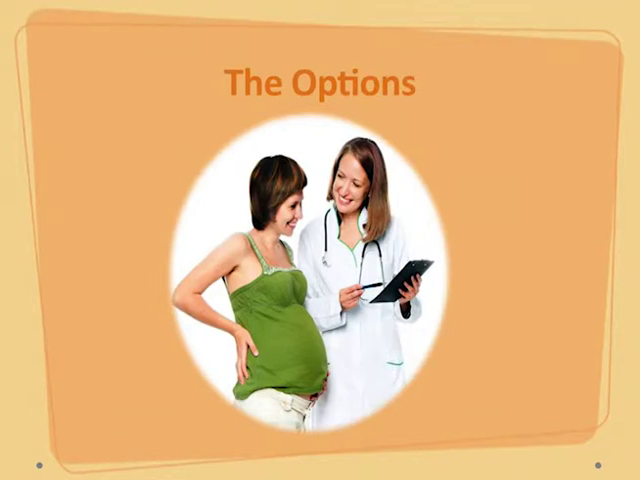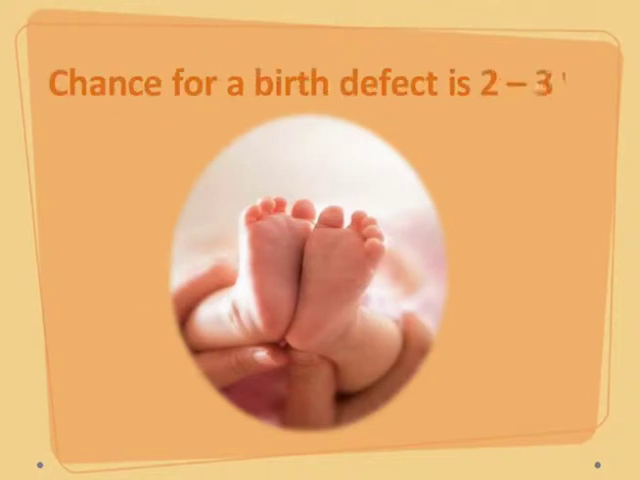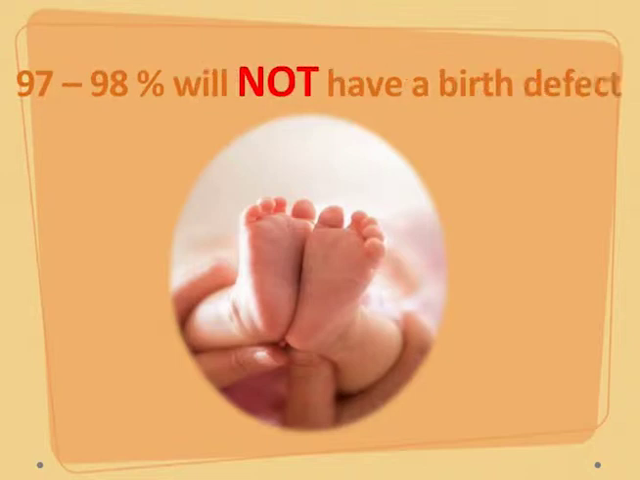The options we will discuss test for certain abnormalities in the baby. We will first review what these abnormalities are and how they could affect the baby. As we learn about these abnormalities, keep in mind that most babies are born healthy. The chance for any birth defect in a baby is approximately 2 to 3%, meaning that the vast majority of babies will not have a birth defect.